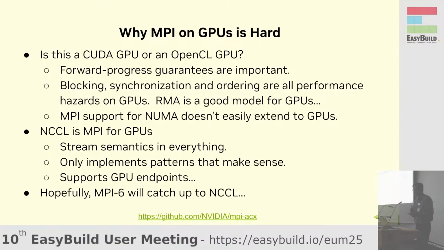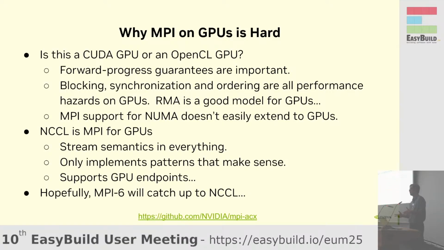The important thing is your CCL needs to know about your GPU model because it has to have the right semantics. You can't just take NCCL literally and make it run on a thing that isn't a CUDA GPU because you won't necessarily have all the hardware features and all the semantic support that NCCL is going to rely on. You can maybe do a subset and life goes on. But the key part of NCCL is there's stream semantics for everything. Hopefully that'll get into MPI 6. NCCL only implements things that are a good idea on GPUs. And this is something NCCL can do because it's not MPI.